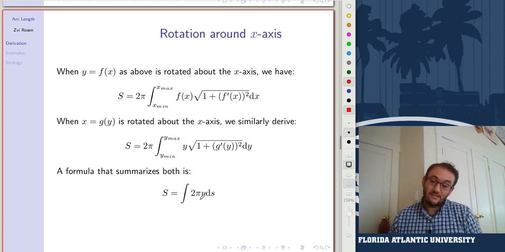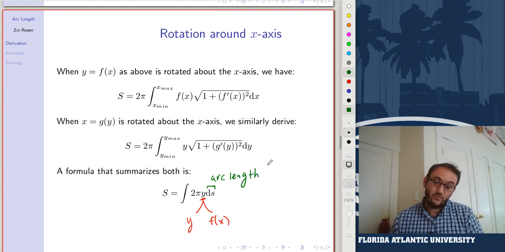And y indicates either y or f of x, and ds is the arc length infinitesimal, and it's given by the two expressions above.